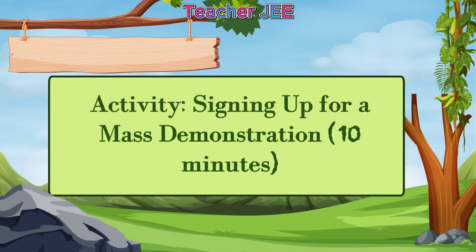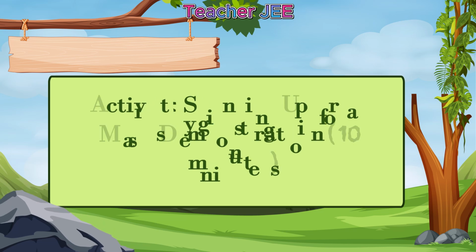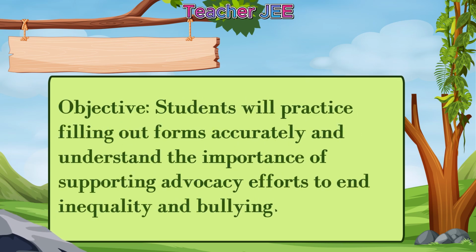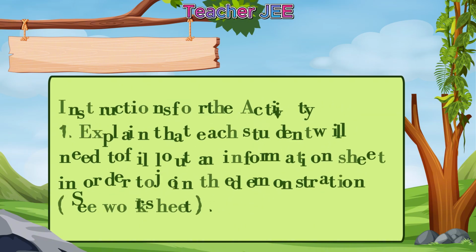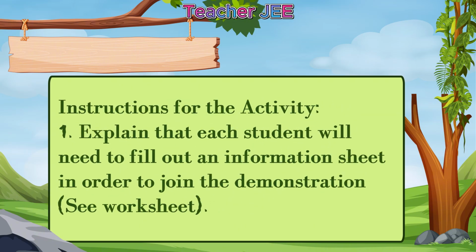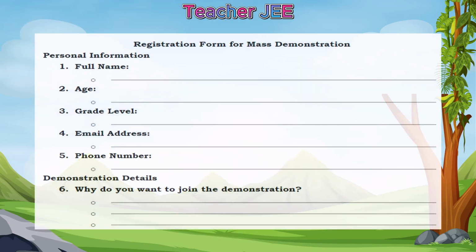Activity: signing up for a mass demonstration, 10 minutes. While doing the activity, you have 10 minutes to do the demonstration. Objective: students will practice filling out forms accurately and understand the importance of supporting advocacy efforts to end inequality and bullying. Instructions: just read and proceed right after. This is also the registration form for the mass demonstration. Pause the video while copying or having this as your guide.